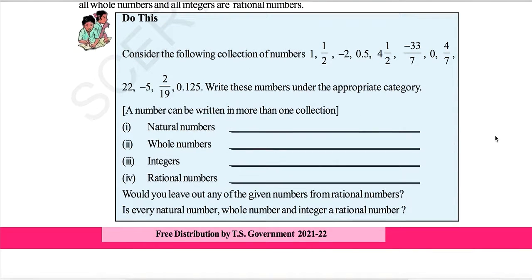Consider the following collection of numbers. Write these numbers under the appropriate category: natural numbers, whole numbers, integers, rational numbers. Would you leave out any of the given numbers from rational numbers? No, not at all. Is every natural number, whole number, and integer a rational number?